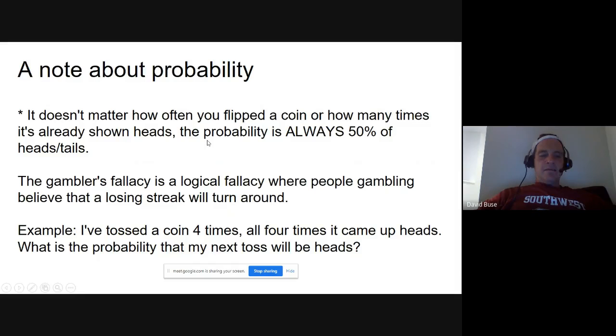So again, with probability, it doesn't matter how often you flip a coin or how many times it's already shown heads, the probability is always 50%. So if I toss a coin 4 times and it comes up heads every single time, the next time I toss it, the probability is still going to be 50%, right? And so this is how Las Vegas was built. It's based upon this idea that people think that they're having a losing streak or that they're having a winning streak. It's all probability. There's no such thing.